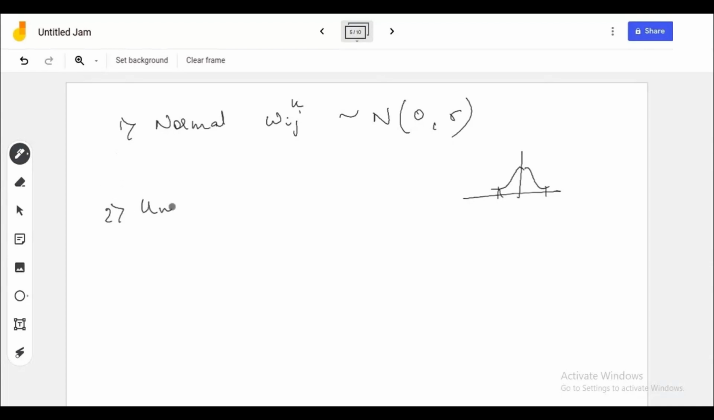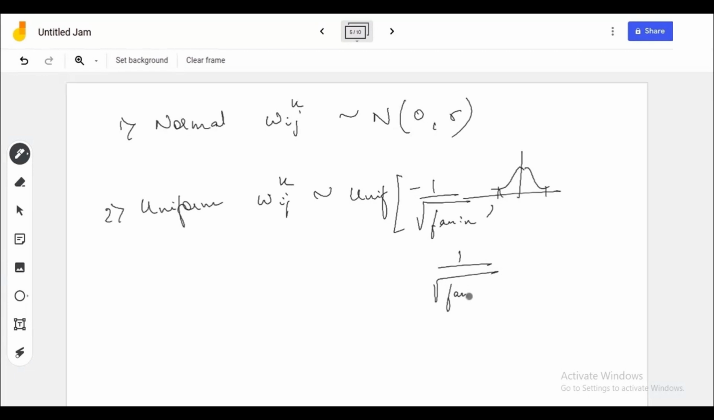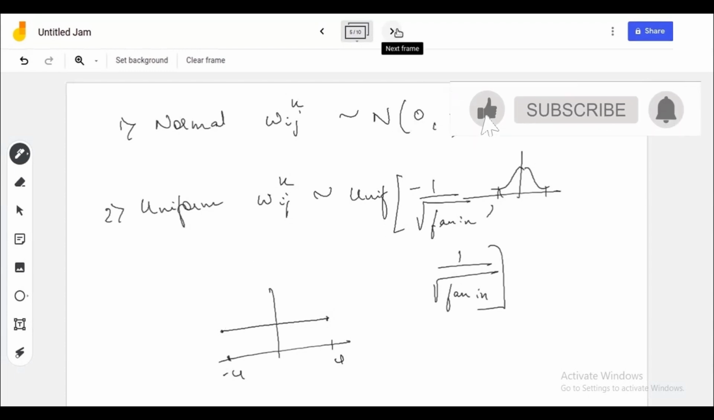Second, from a uniform distribution. The weights will be initialized from a uniform distribution which lies between minus 1 by under root of fan in to 1 by under root of fan in. Here it totally depends upon the input. So suppose your fan in is, let's say, 4, so you have minus 4 here and plus 4 here, your distribution will look like this. This is a uniform distribution, right?